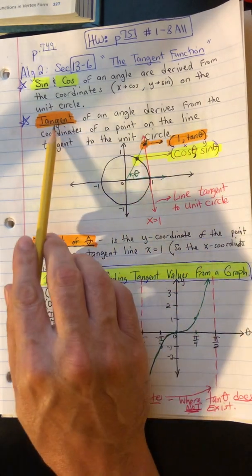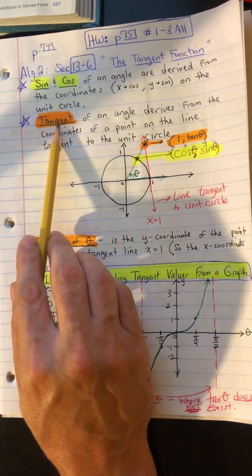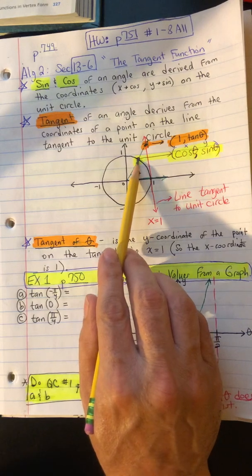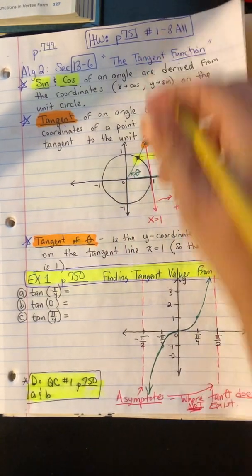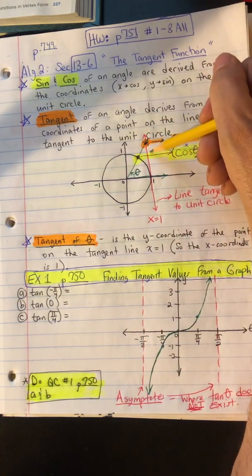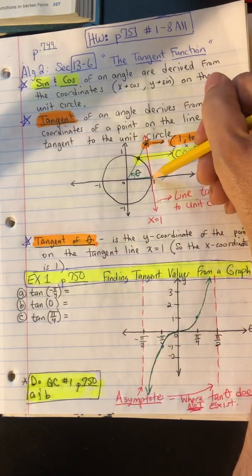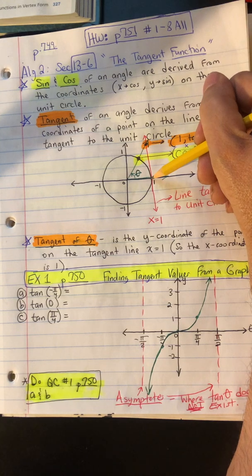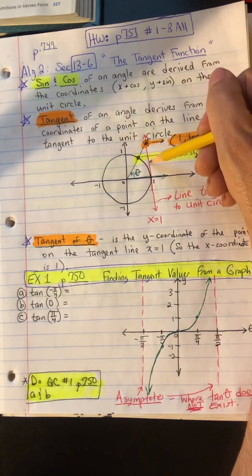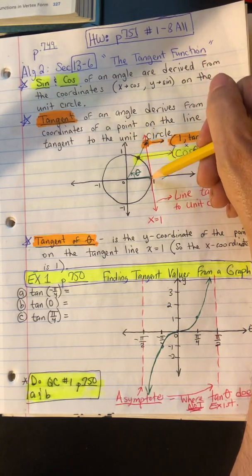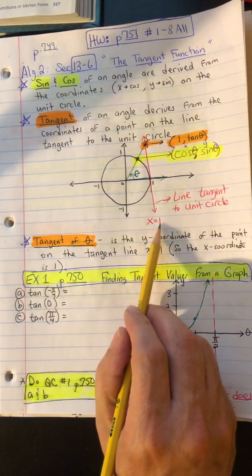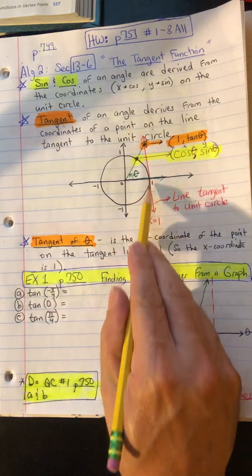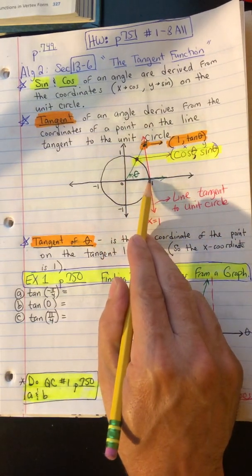The coordinates of the points for the tangent are not on the actual unit circle. They're on a line that is tangent to the unit circle. Tangent means a line that touches the circle in one point only. A line tangent to a circle, again, is a line that just skims a circle and touches only at one point. This is the line x equals 1. It's a vertical line that crosses at x equals 1.